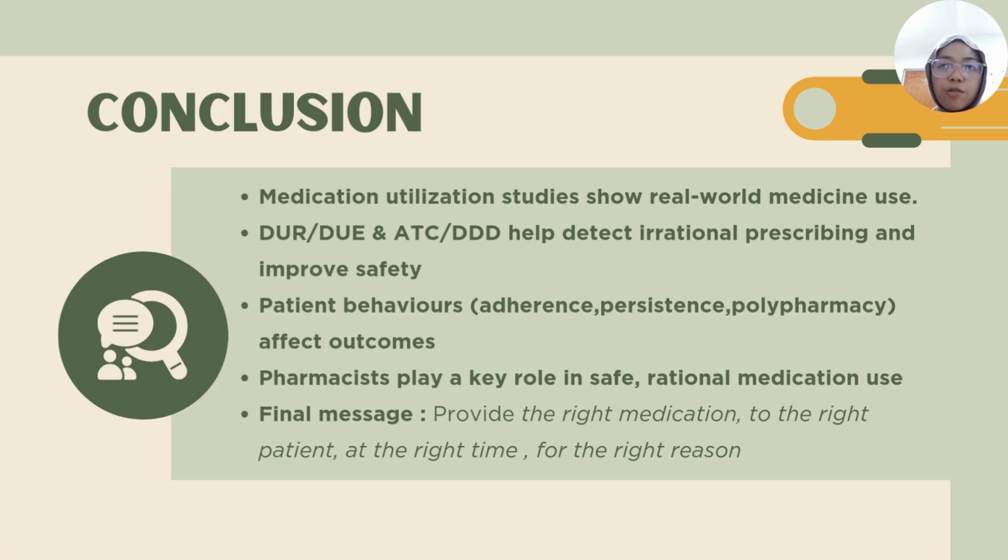And finally, the role of the pharmacist is extremely important because pharmacists are the ones who check the prescriptions, prevent interactions, educate the patients, and ensure that every medicine is truly needed. So they help to make sure that medicines are used rationally and safely. So in conclusion, the ultimate goal here is simple: to give the right medicines to the right patients at the right time for the right reason.